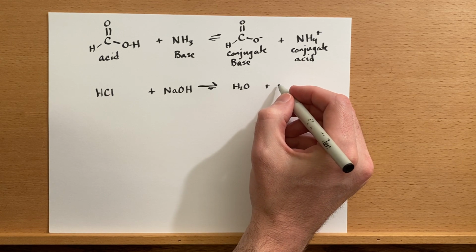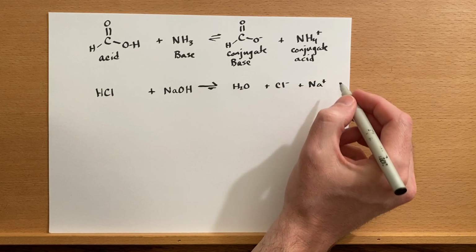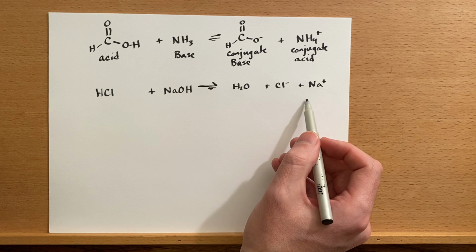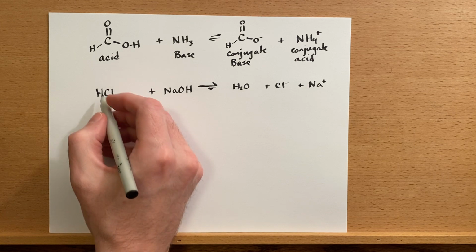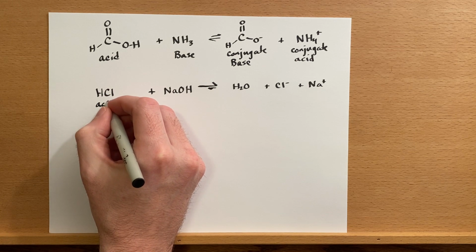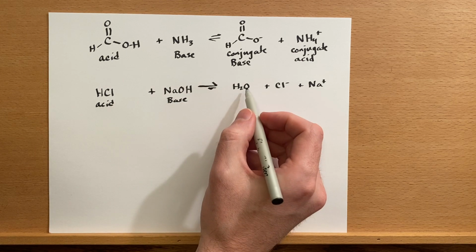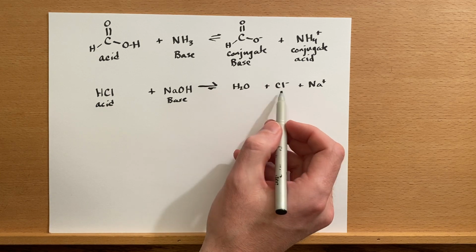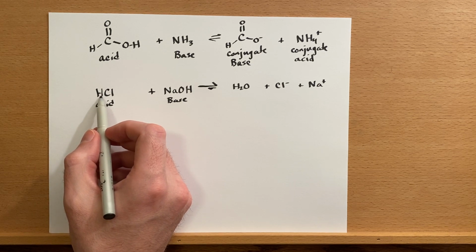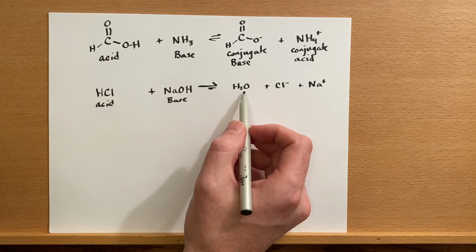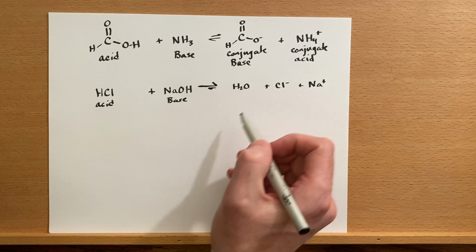plus some Cl minus and some Na plus. I'm separating these two, and hopefully you'll see why. So right here we have our acid, and here we have our base. And over here it's a little bit harder to determine what's what. In this case, our H plus and OH minus have combined to make water, a so-called neutralization reaction, plus some salt, NaCl.